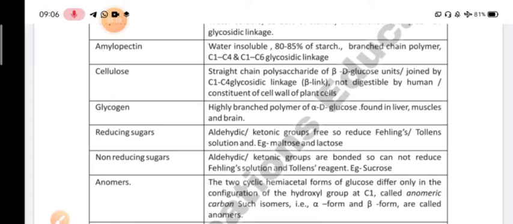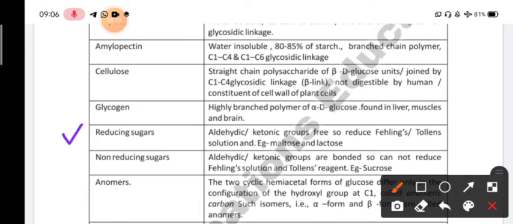Okay, so what is reducing sugar? Remember, in the case of reducing sugar, if the aldehyde and ketonic groups, that is the CO and the CHO, are free in any molecule, then it is a reducing sugar. It can reduce Fehling's solution. Okay, so in the case of maltose and lactose, what happens?